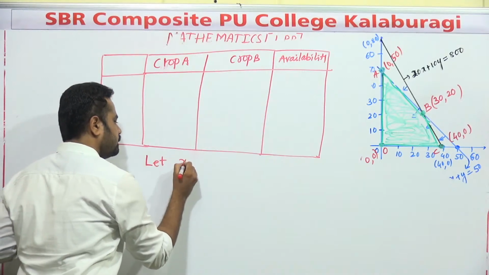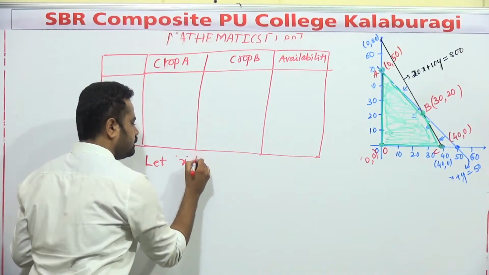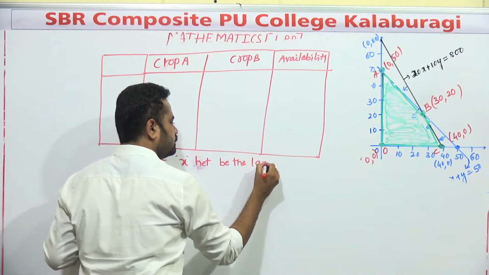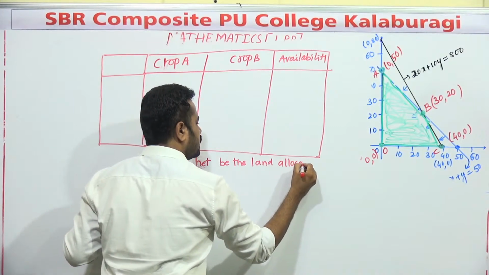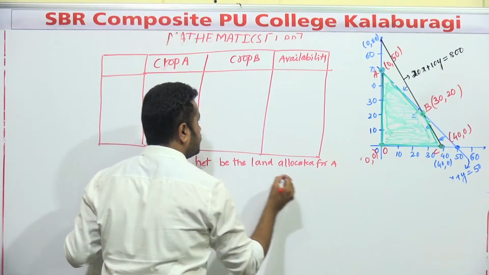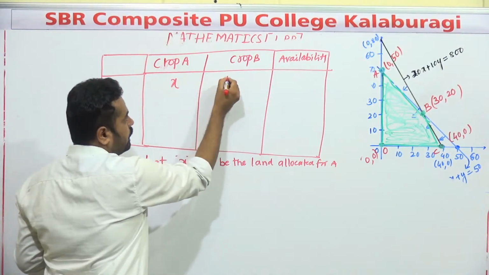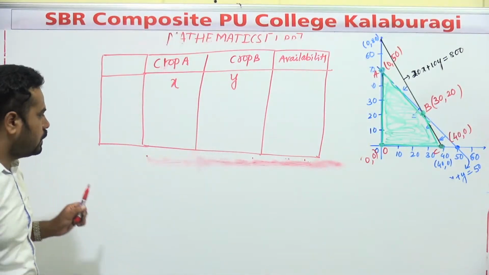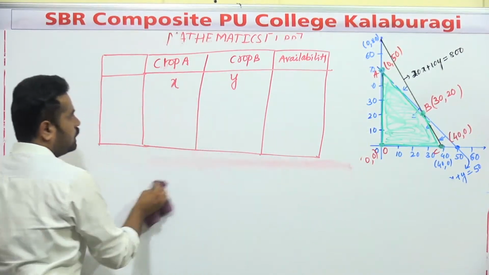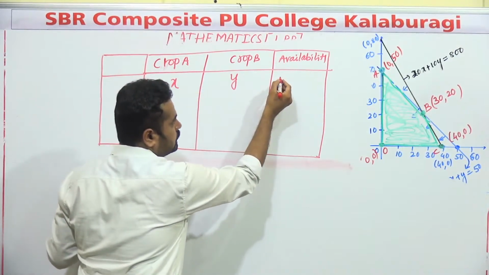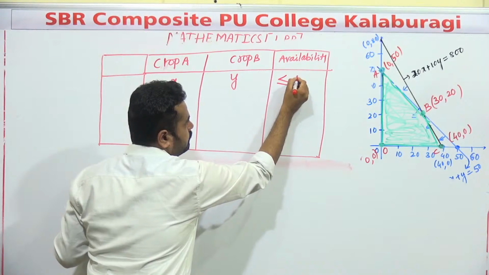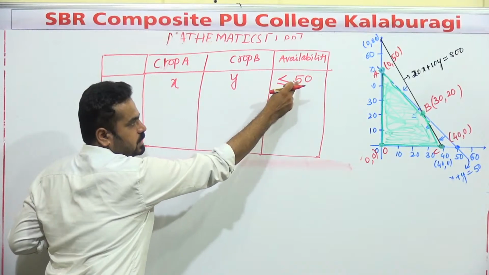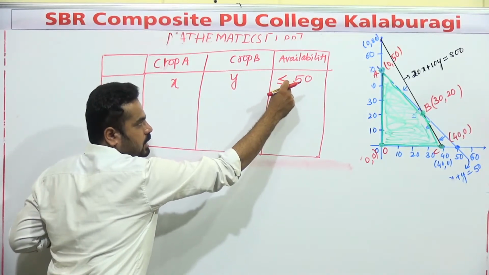Let x hectare be the land allocated for crop A, and y be the land allocated for crop B. And the sum of these two should be less than or equal to 50, because at most it should be 50. You can use less than 50, but the highest is 50.